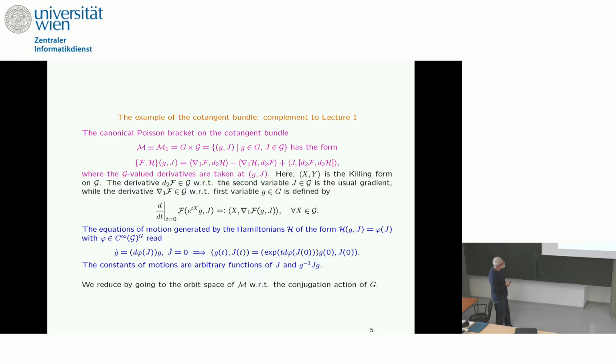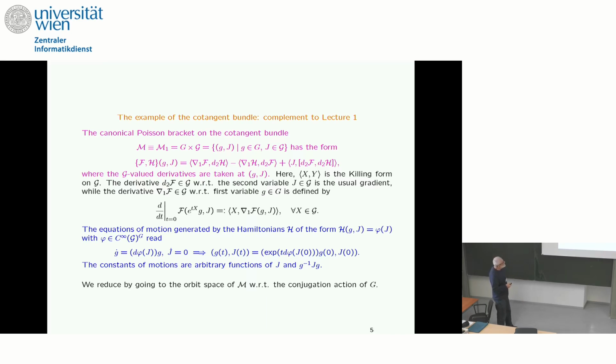These are Lie algebra valued derivatives. And you recognize the Lie-Poisson bracket there. And this is the definition of the derivative with respect to the group valued variable. So behavior along one-parameter subgroups.